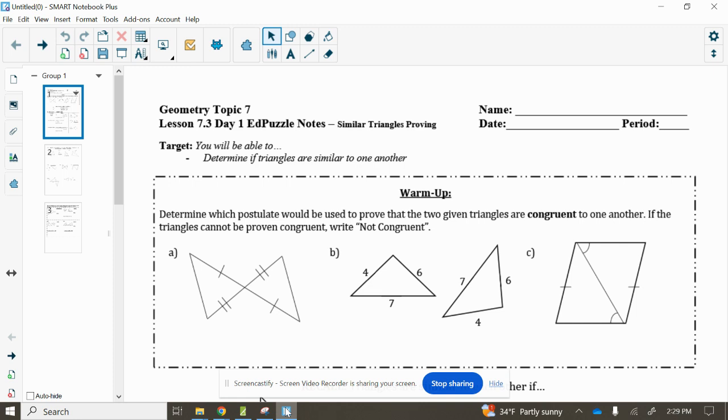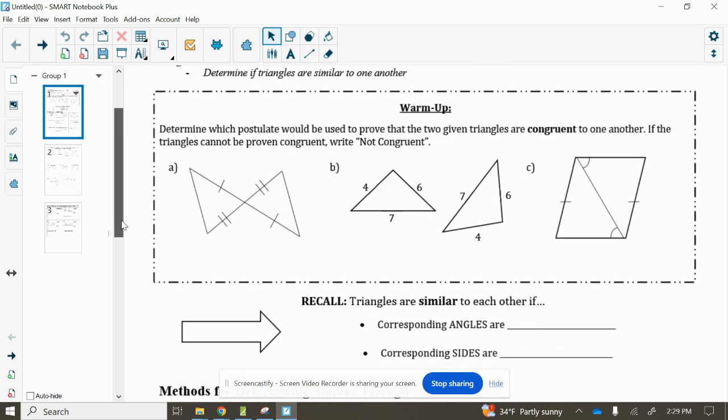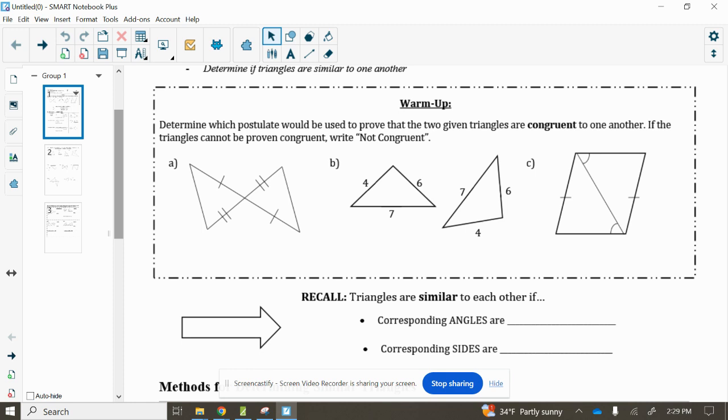And welcome to lesson 7.3, day 1. Today we are going to talk about proving triangles similar to one another. So remember last semester we talked all about proving triangles congruent to each other.